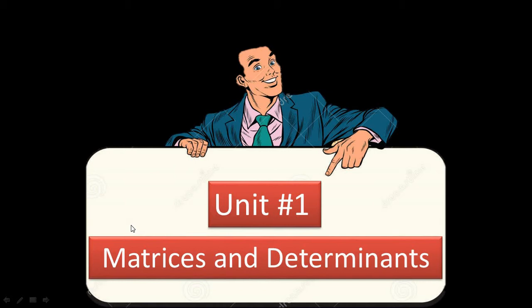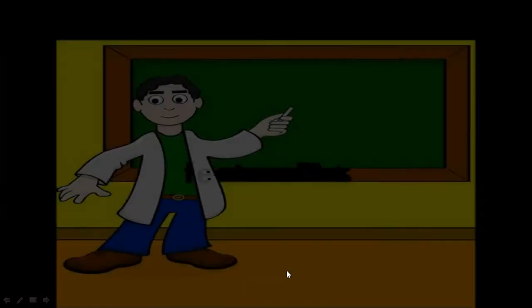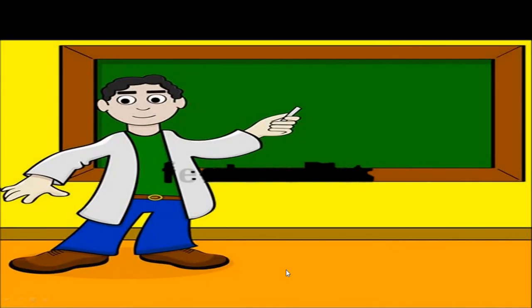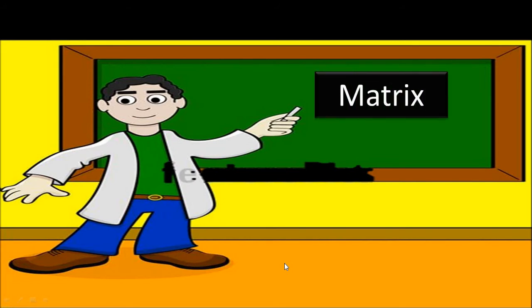Welcome to this video. In this video we are starting unit number 1, that is matrices and determinants. Before starting exercise 1.1, we discuss some important definitions on the basis of which exercise 1.1 depends. First of all, we are discussing the definition of matrix. What is matrix?